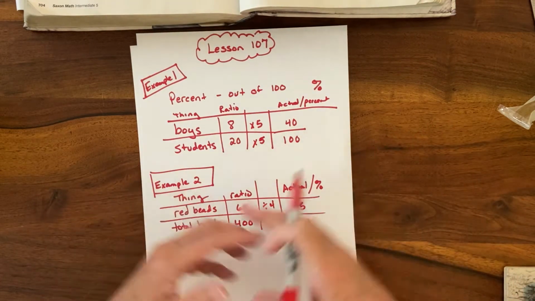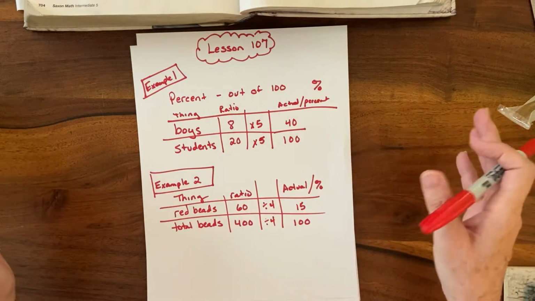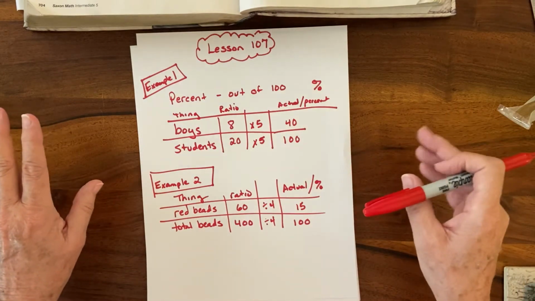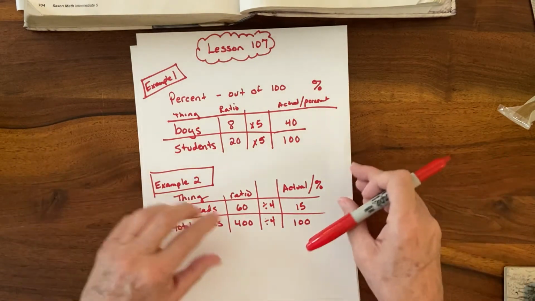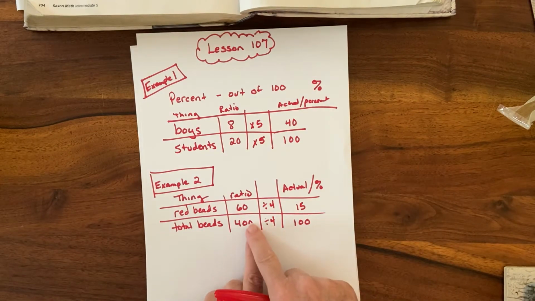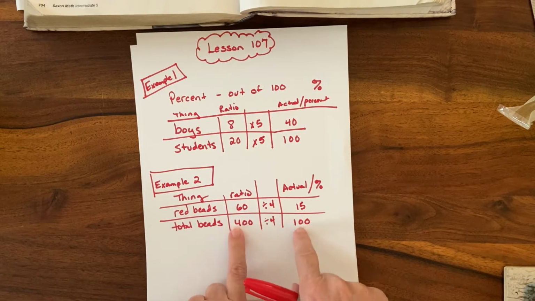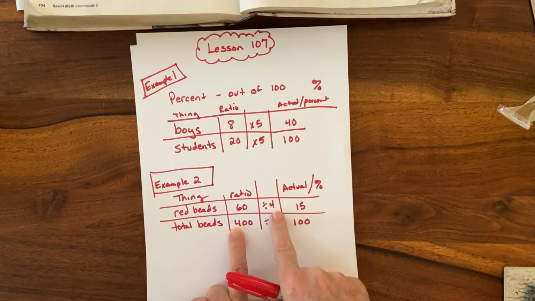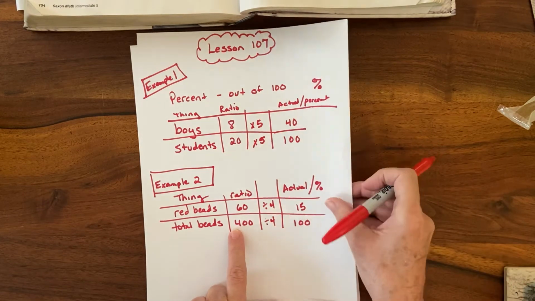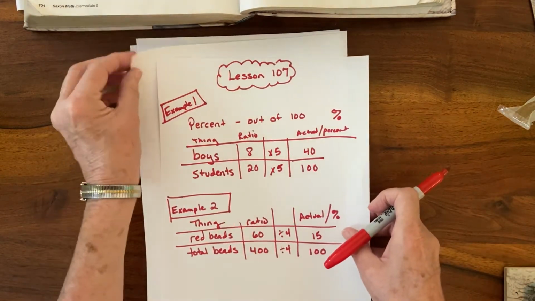I like these charts. They keep me organized. Again, you can do it however you like. The book gives you a slightly different way. I like these charts if it's easy to go from your ratio to your actual, if it can be multiplied or divided by a whole number. If not, you can work with the next problem.